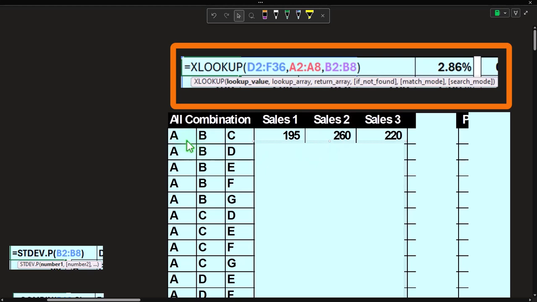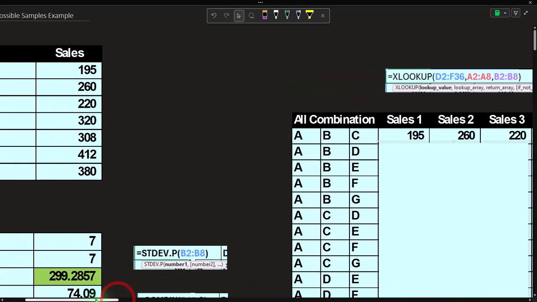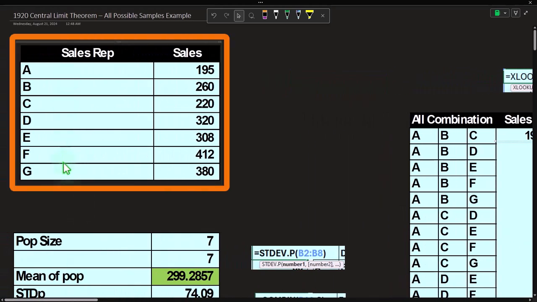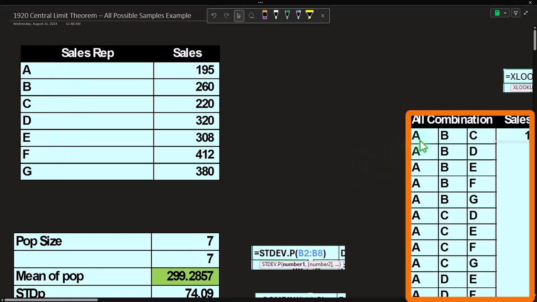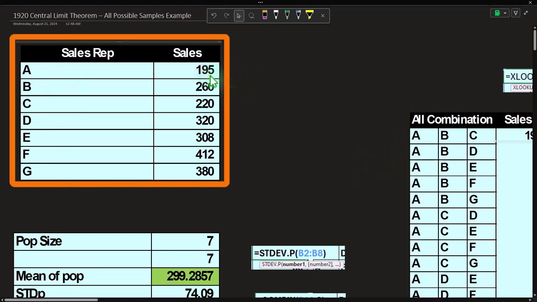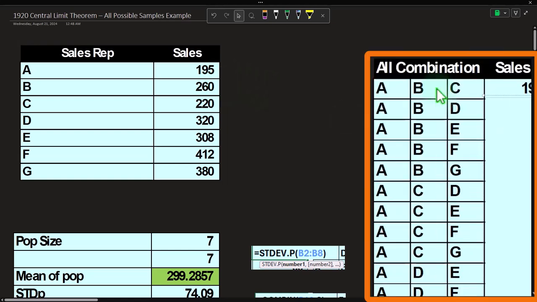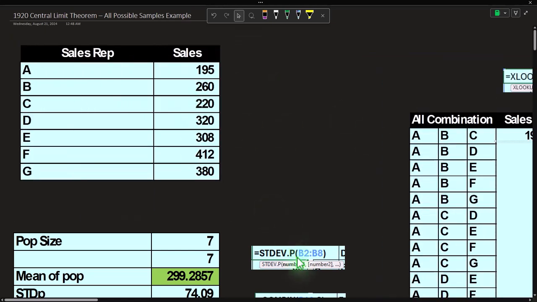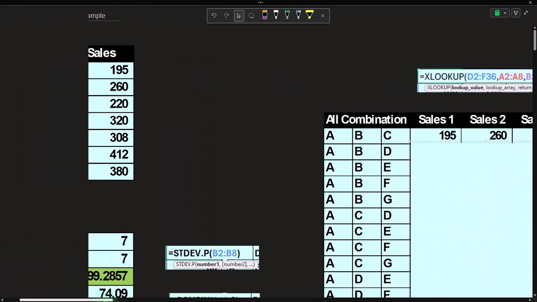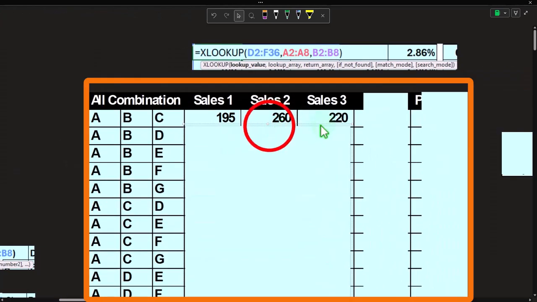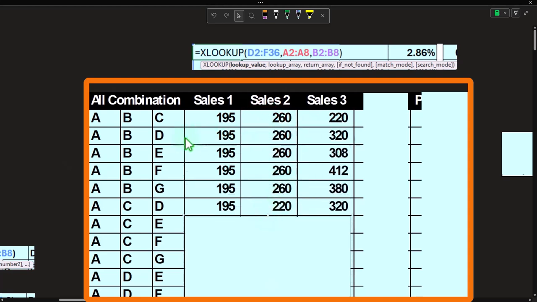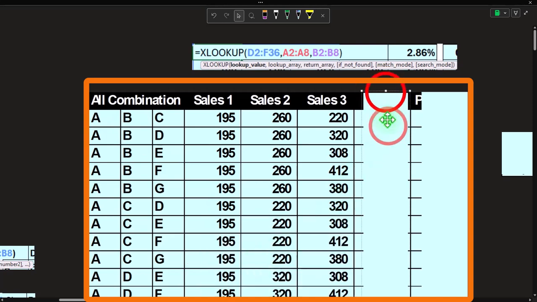All it's saying is, look up in the array over here these values and return to me an A, what's next to the A, which in this case was the 195, and then return to me the B, so that'll give me the 260, and then return to me the C, which will give me the 220. So 195, 260, 220. These are just the numbers that coincide with our calculations over here, giving us the numerical value based on these items. So we're going to say, all right, there are those items.